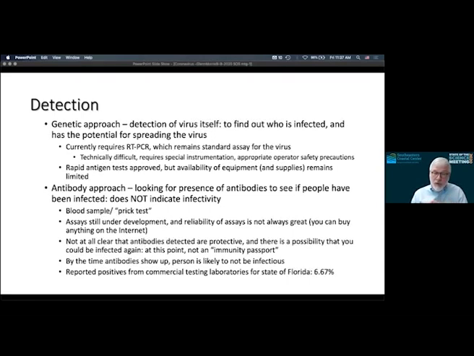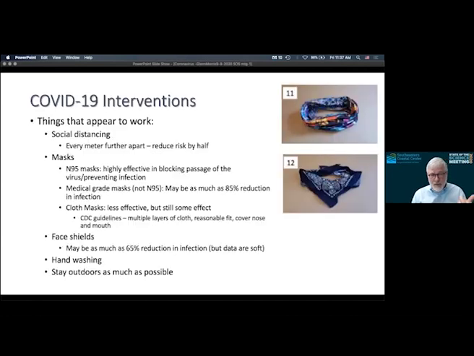And reported positives from commercial testing laboratories for the state of Florida show that they're only getting about 6-7% positive. So all of this is to say that most professional organizations in infectious diseases do not recommend the use of antibody testing, at least at this point in time, for evaluation, particularly for workers. Next slide. Yeah, just emphasizing that it doesn't provide infectivity. All right, so how do you prevent transmission? What works? Well, social distancing, that's the 6-foot rule.